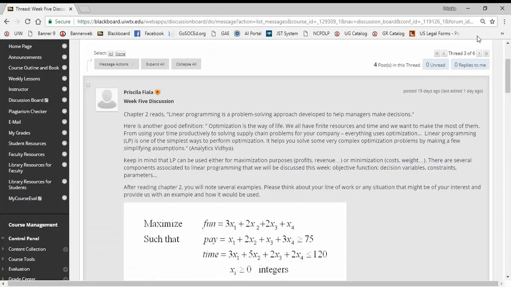The best definition for linear programming, I have actually put here, which is the best way to think of LP or linear programming. Optimization is the way of life. We all have finite resources and time, and we want to make the most of them, from using your time productively to solving supply chain problems for your company. Everything uses optimization. Linear programming is one of the simplest ways to perform optimization. It helps you solve some very complex optimization problems by making a few simplifying assumptions. And that I find definitely the best definition.